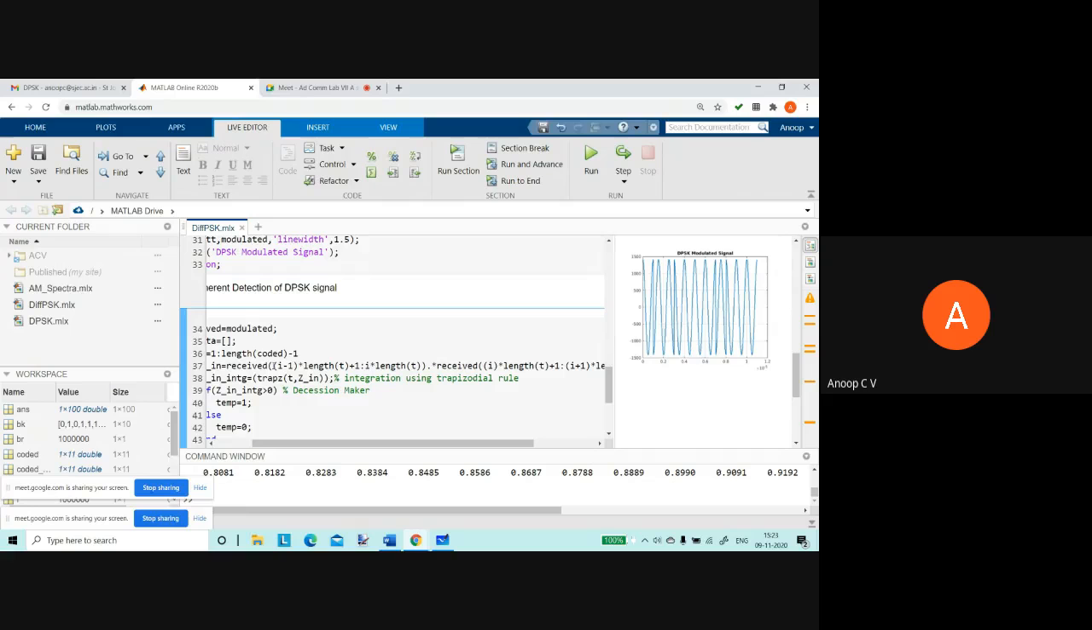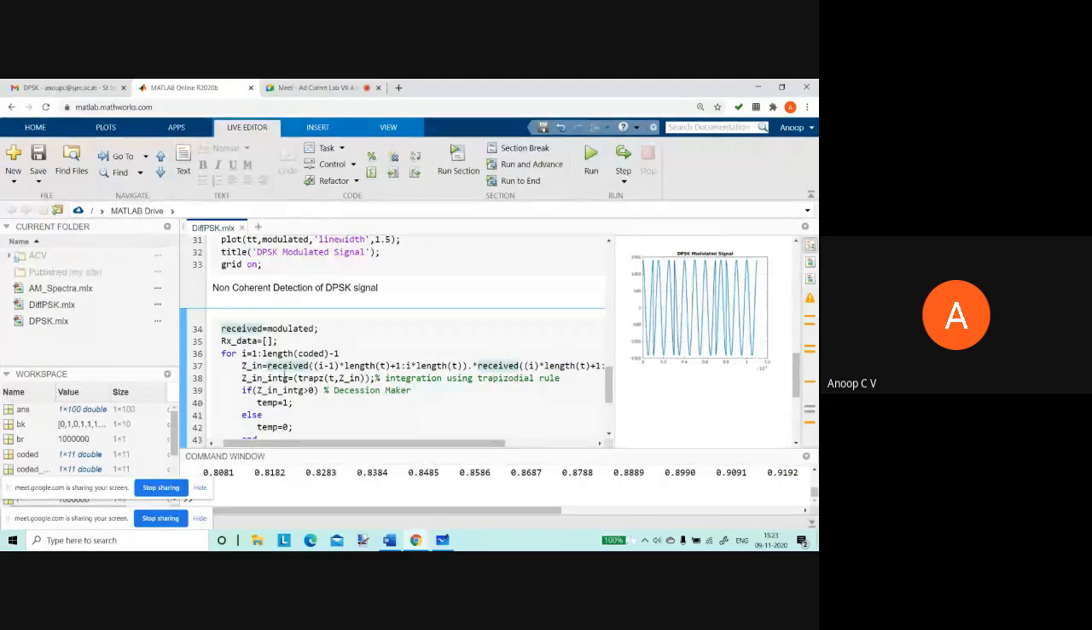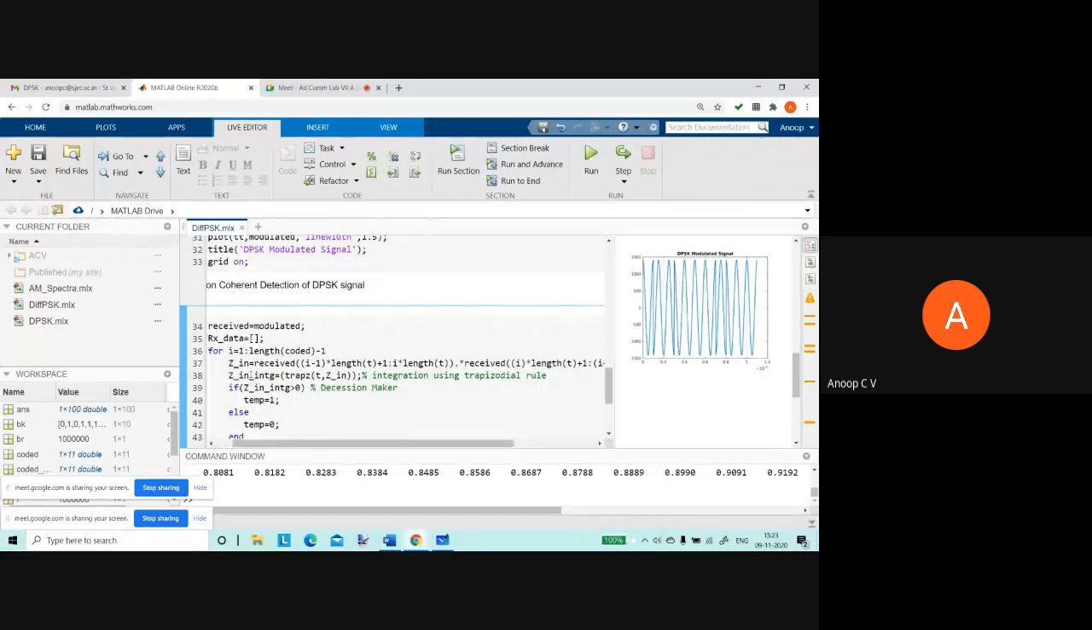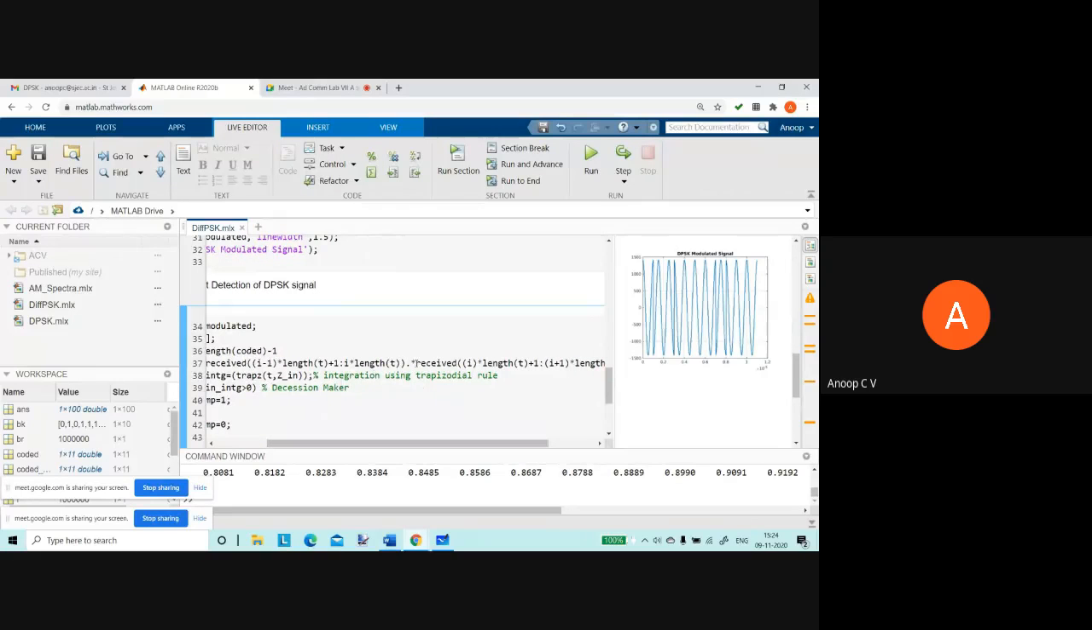Instead of n, I've used I here. I minus 1 times length of t plus 1. So this will be the first sample corresponding to that particular symbol, to I into length of t, the last sample corresponding to that particular symbol. So this is the nth symbol, this entire thing what I'm going to show here. This is the nth symbol received as a signal of this sample to this sample, right? That is the nth symbol, or ith symbol, into the I plus 1th symbol.